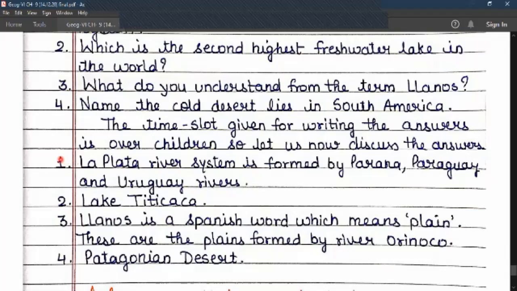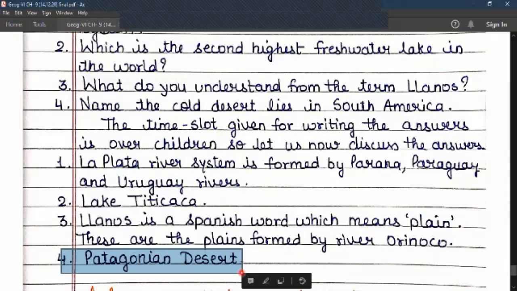Answer number 1. La Plata river system is formed by the Parana, Paraguay and Uruguay rivers. Answer number 2. Lake Titicaca. Answer number 3. Llanos is a Spanish word which means plains. And these are the plains formed by River Orinoco. Answer number 4. Patagonian Desert.